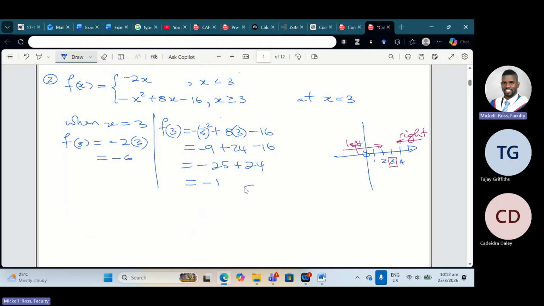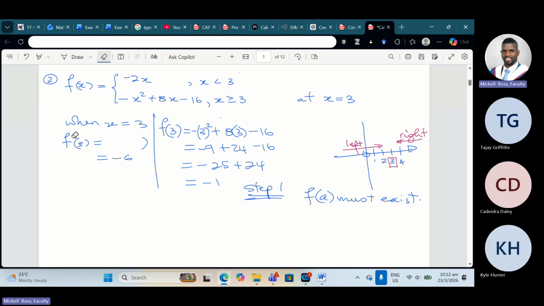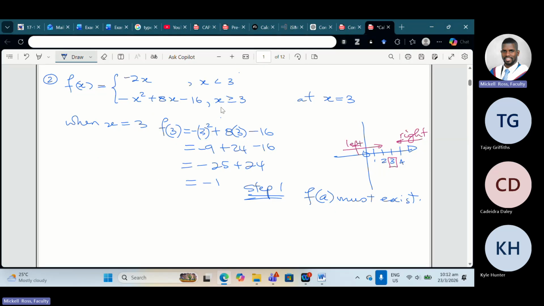So notice this is step 1. When it says f of a must exist, right? So when x is equal to 3, let's use this part alone, because this is the part where x is equal to 3. So we have to use this function for when x is equal to 3 or greater than 3.